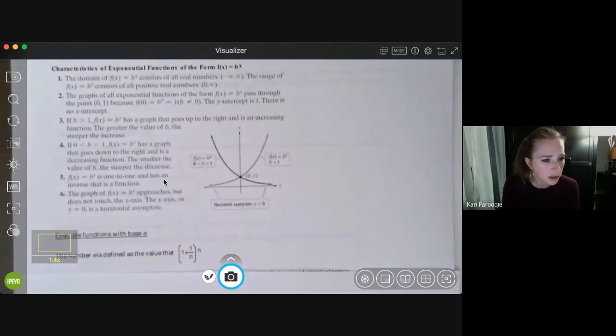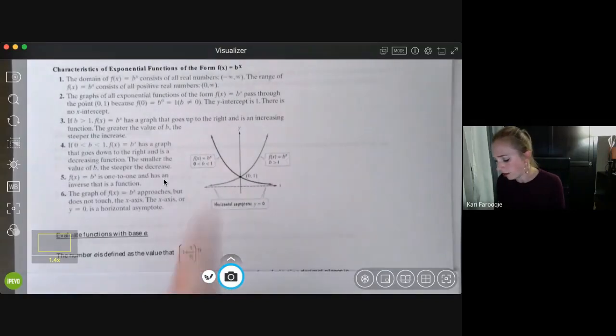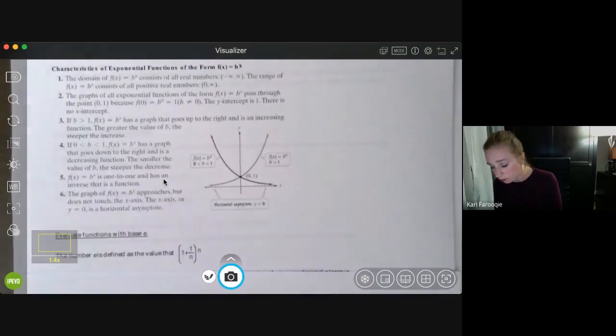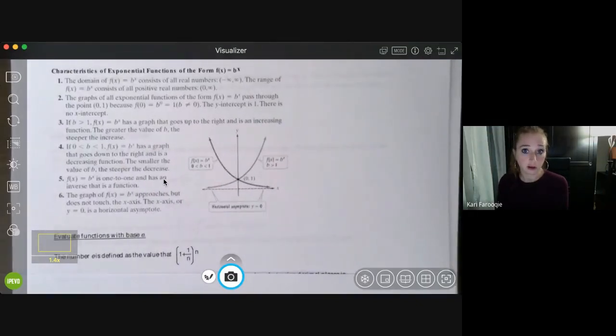f of x equals b to the x is 1-to-1 and has an inverse that is a function. I don't know if you guys remember what it means to be a 1-to-1 function. That just means that you pass the vertical and the horizontal line test. And it has an inverse that's a function, and we'll talk about that when we start talking about log functions. And the graph approaches but does not touch the x-axis. The x-axis is a horizontal asymptote. So that's kind of just a summary of everything that we've talked about so far with graphing these exponential functions.